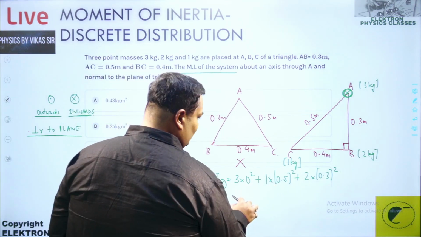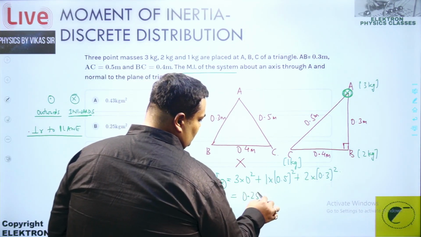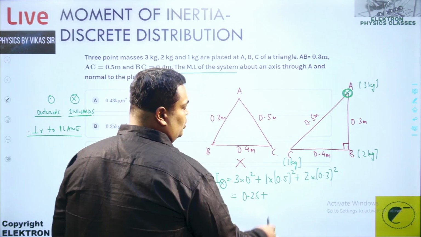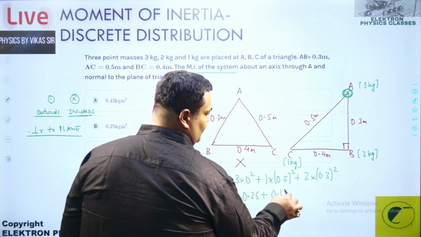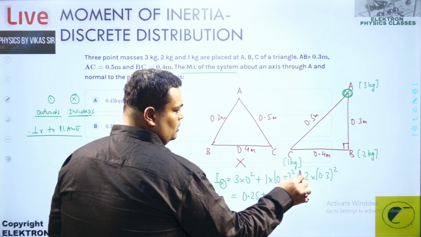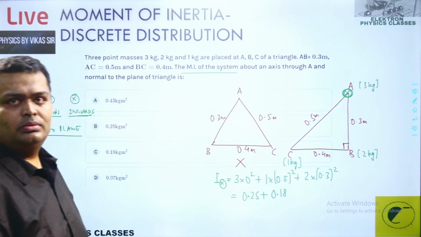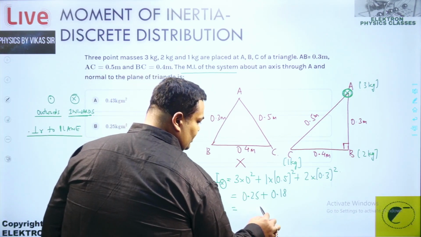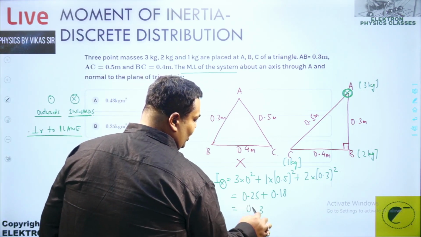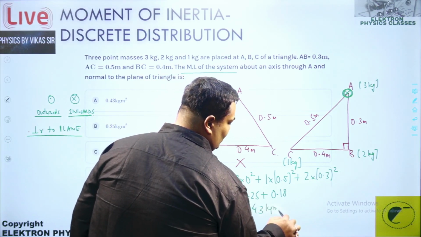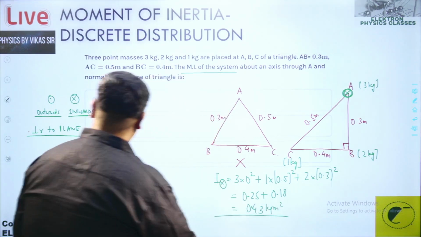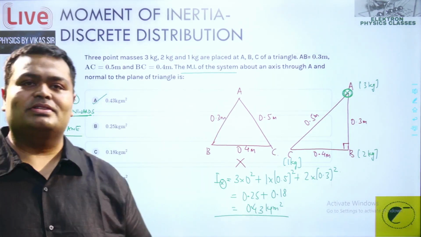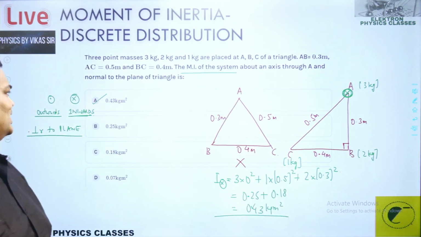And let's see what do we get. That's 0.25. The next is 0, this is 0. And what about this? 0.09 into 2, that's 0.18. So that's 0.43. So 0.43 kilogram meter square. It turns out to be an option. So we have elevated ourselves to the three particle system also. Let's move ahead.